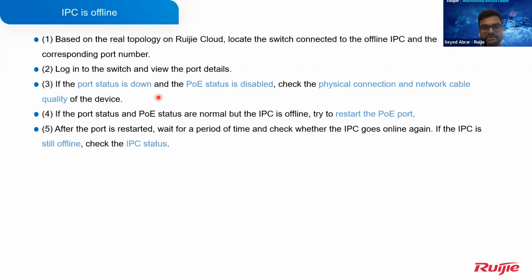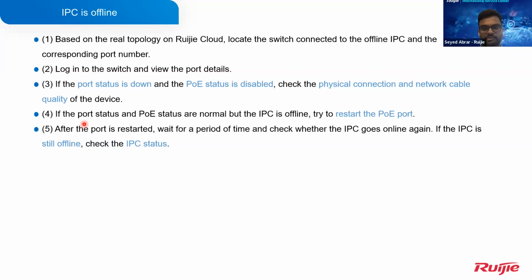And then once you check it, and the quality of the cable is checked, everything is checked, maybe the IPC is still offline. And if you see the PoE status and the port status is normal, 100 meg, and PoE is giving enough power to your IPC camera, but still the IPC is offline.